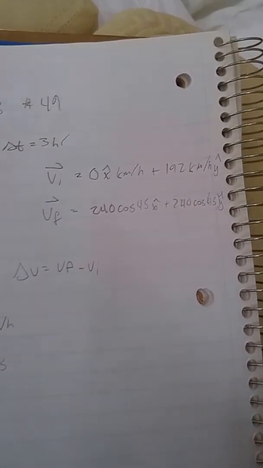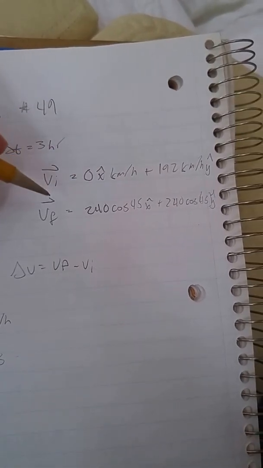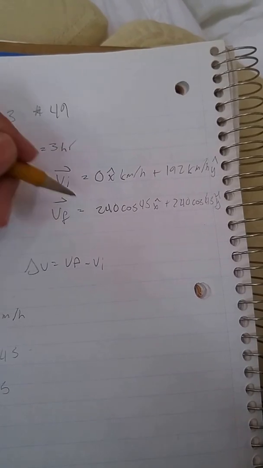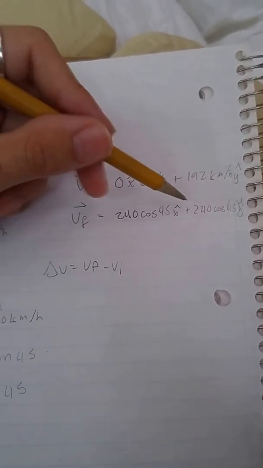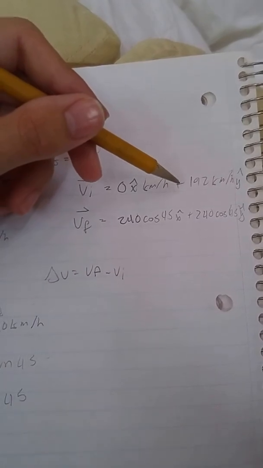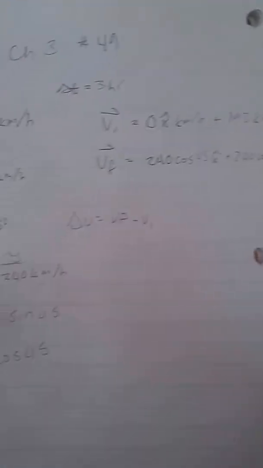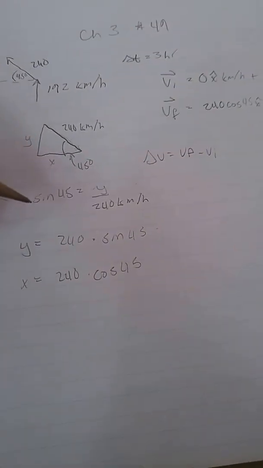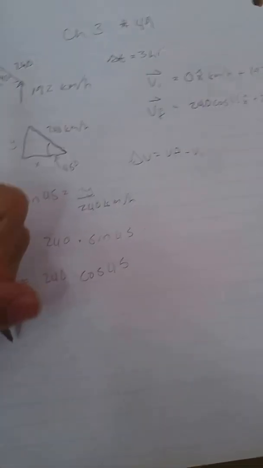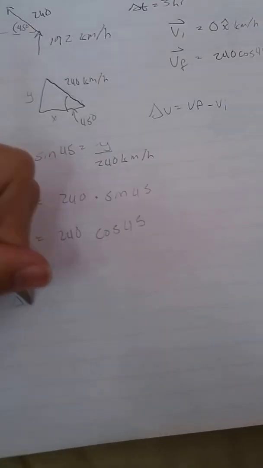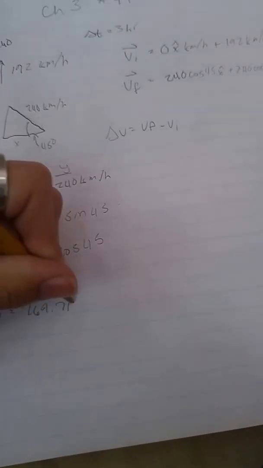We can go ahead and calculate the components for the final velocity vector in order to make this easier on us. So for the y component we take 240 cosine 45 minus 192. And for the x component, it's going to be fairly simple, as all we have to do is subtract 0 from 240 cosine 45. And if you do the calculations for these, it comes out to roughly 169.71. So 169.71 minus 0, of course, is 169.71.